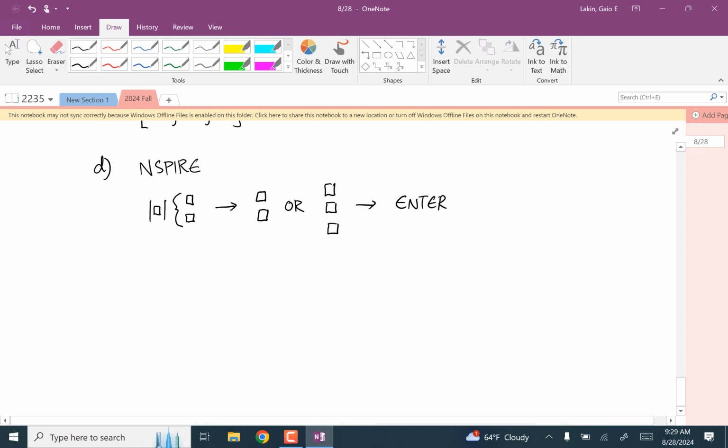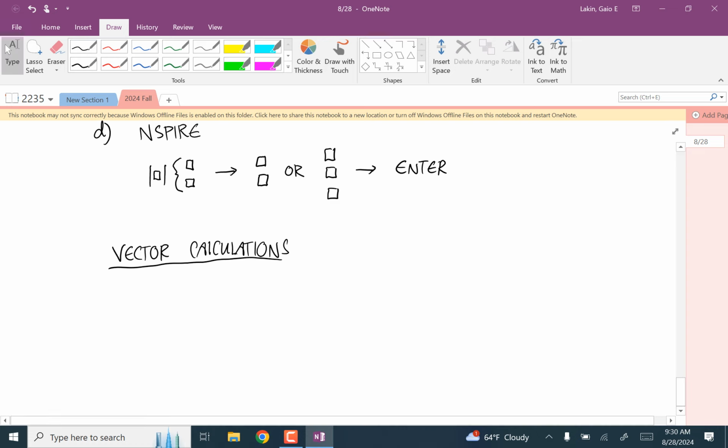For vector calculations that we're going to need, we are going to need to be able to add vectors, to multiply vectors by numbers, and to multiply vectors by vectors. So the first one is adding 2 vectors.